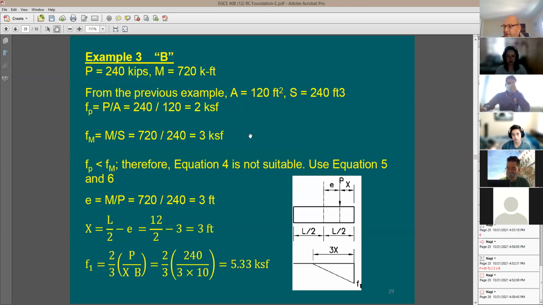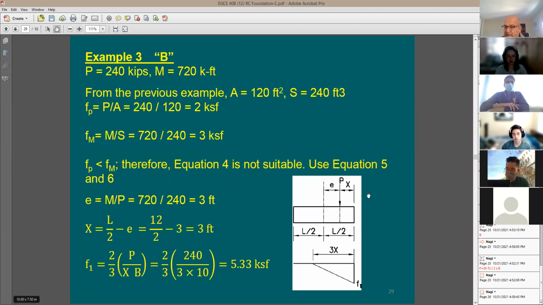And this cannot happen. I mean, soil cannot take tension. So I cannot really say that one side is going to be 5 and the other side is going to be -1. Instead, I need to solve this type of formulation, this equation that they have. It's going to be equal to 720 divided by 240 divided by P to find out this E. E is going to be 3 feet.